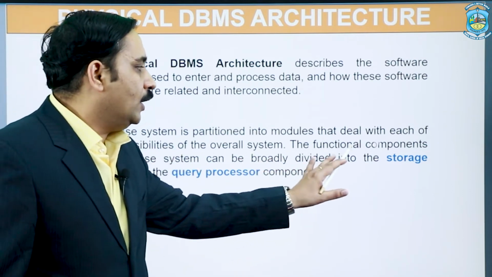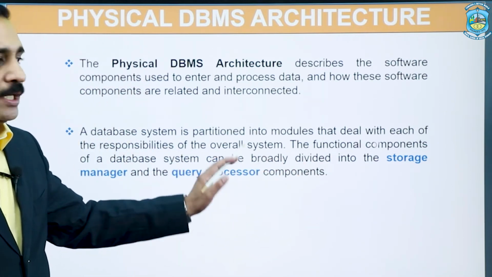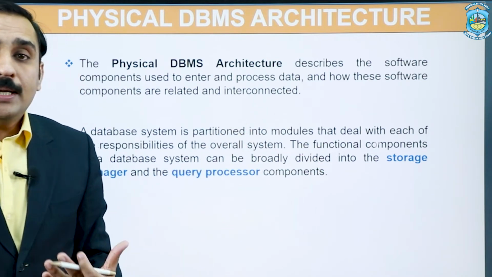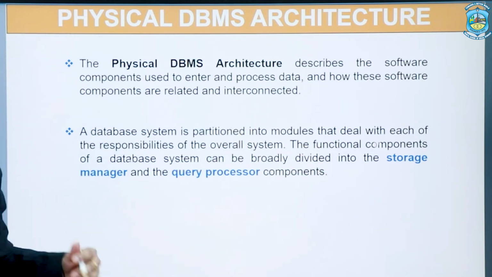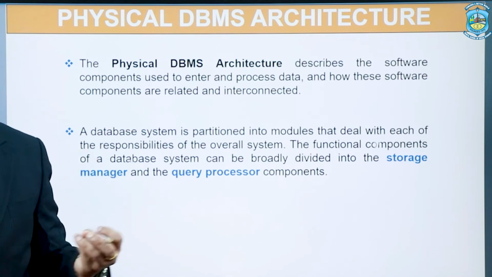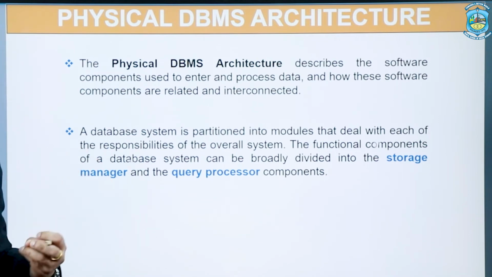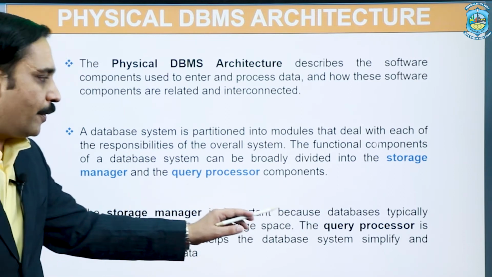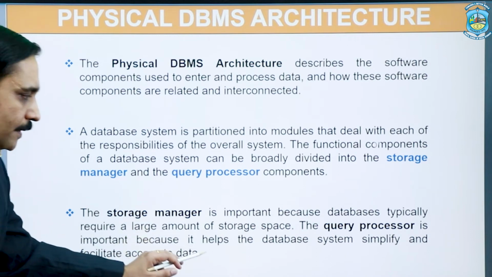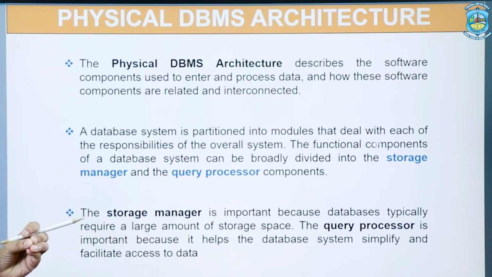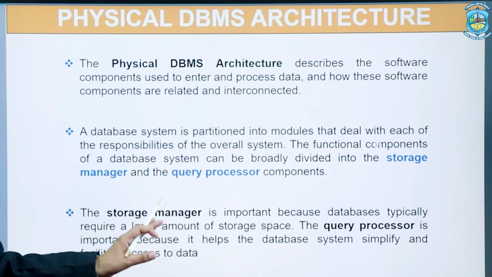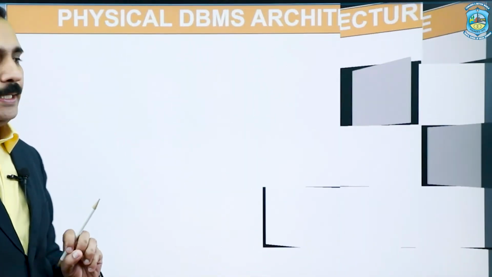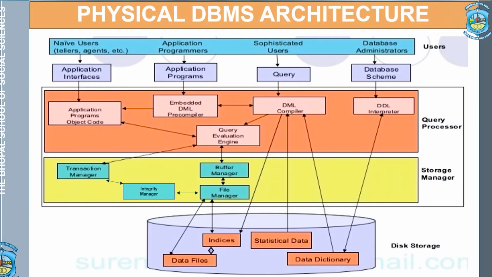So it is divided into storage manager and query processor. Storage manager is concerned with how the data is actually stored, and query processor is concerned with how the query is processed and the data is fetched from the DBMS. Here, the storage manager is important because a DBMS typically requires a large amount of storage space, and query processor is important because it helps the DBMS system to simplify and facilitate the access of data. Query is basically a request to the system for fetching data. So this is the physical DBMS architecture.